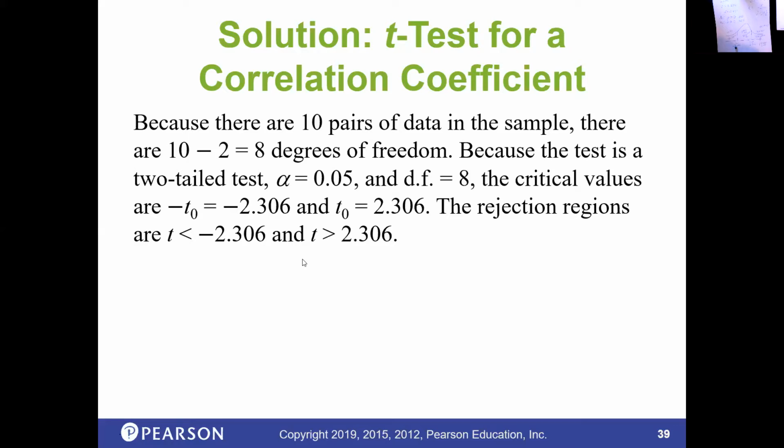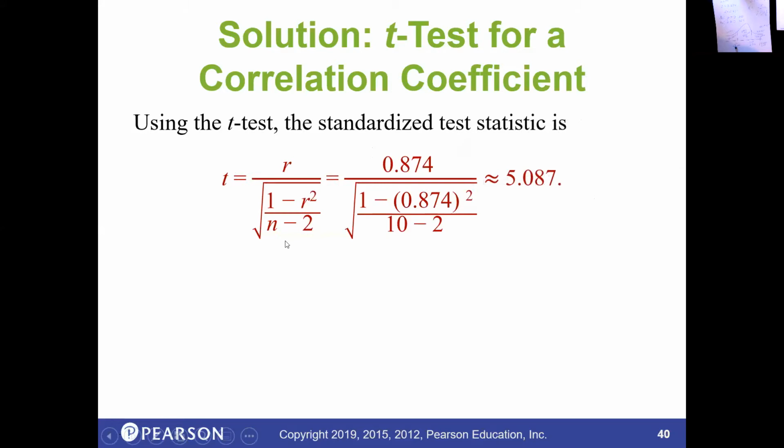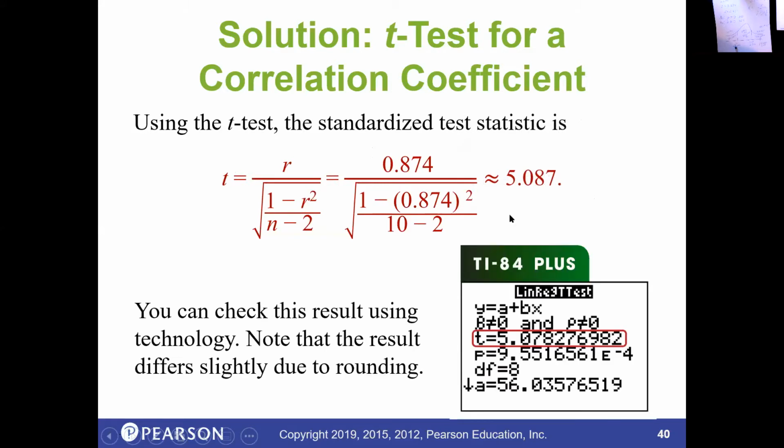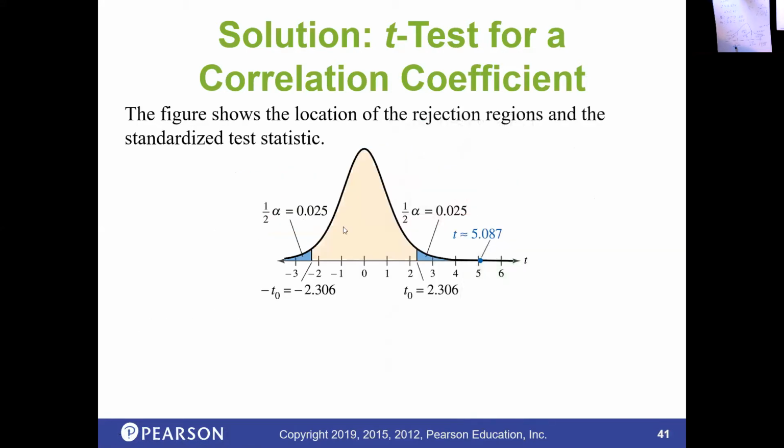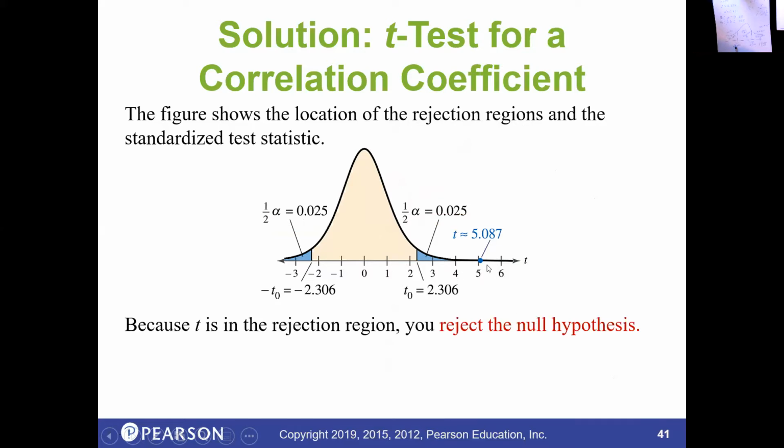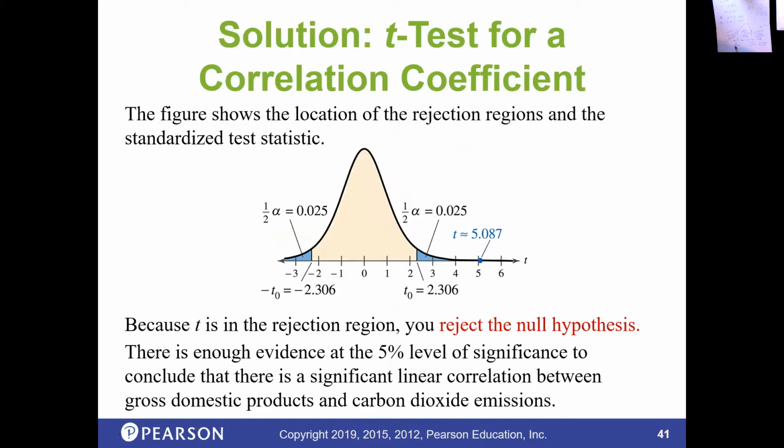And really, I wish they had drawn a better picture of this. Compute the test statistic. Compare it in the diagram. We have our critical values. This t is way over here at 5, so it's definitely in the rejection region. You reject the null hypothesis. There is enough evidence to conclude there is significant linear correlation between GDP and carbon dioxide.